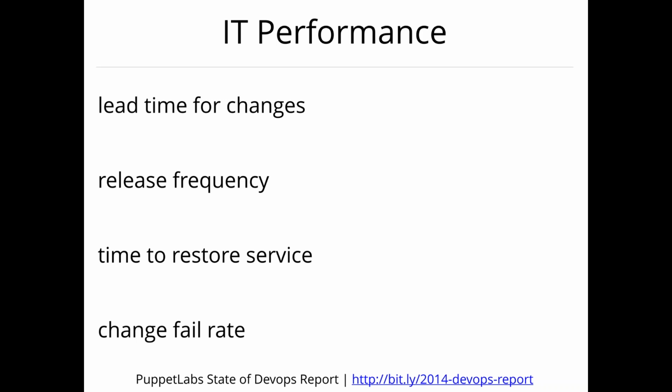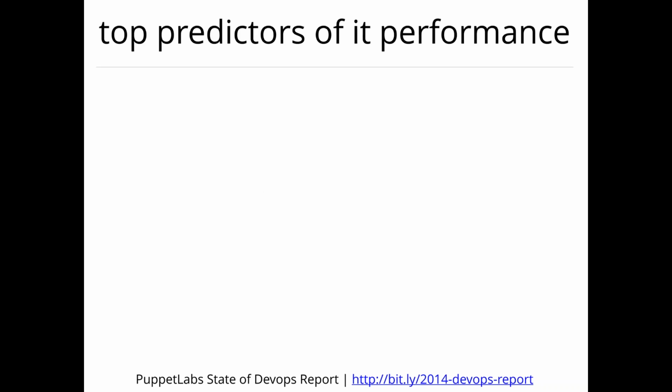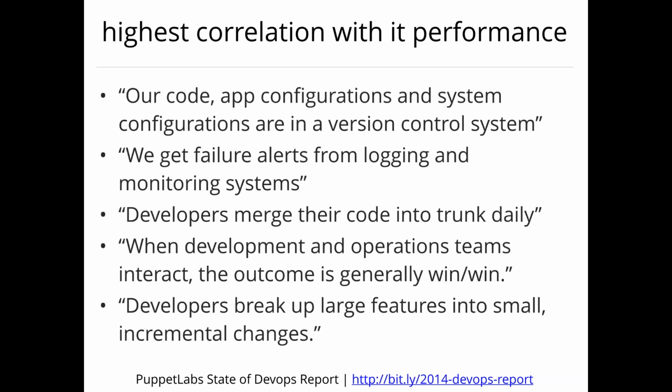We then wanted to look at which practices actually help you with improving IT performance. And what we found is this. The highest correlation with IT performance is having your software, your code, your application configurations, and your system configurations in version control. And most important, in fact, was having your app configuration and system configuration in version control. This is a great example of a practice which helps you improve both throughput and stability.